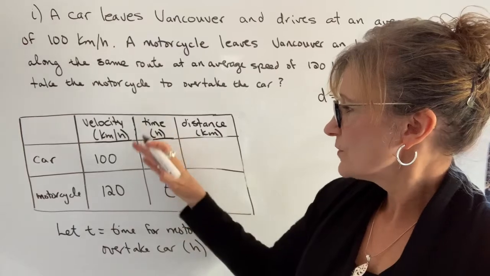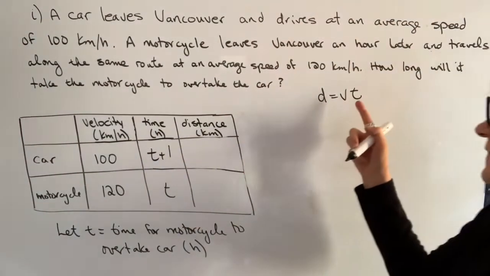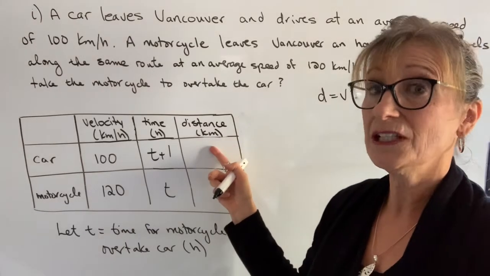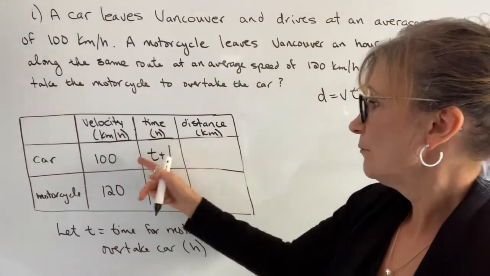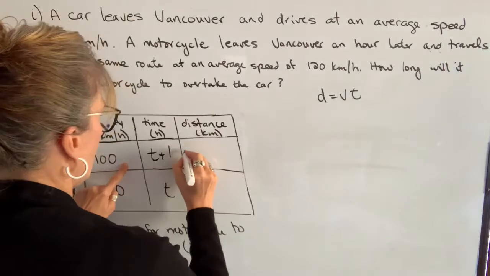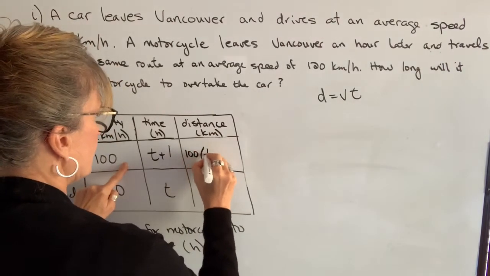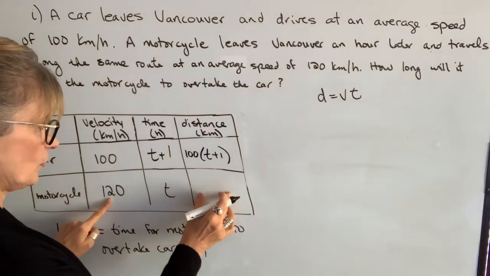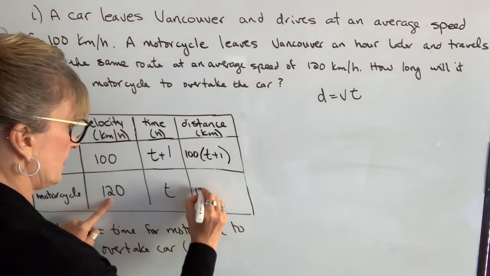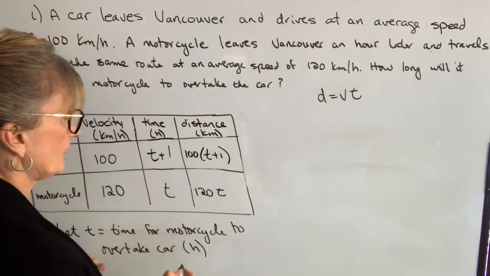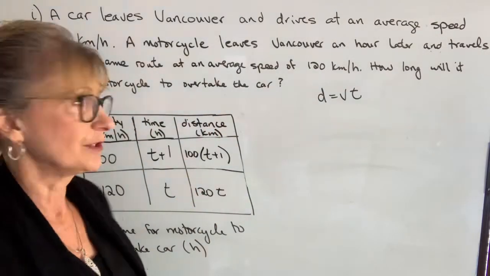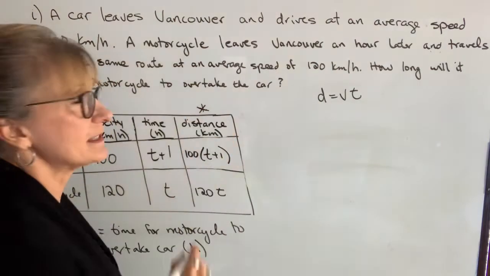Now that I have those 2 columns completed, I'm going to use this relationship to express distance. I don't know distance, and I don't even need to know distance in this example, but I do know that the distance the car traveled will be its velocity times its time. Similarly, the distance that the motorcycle travels will be its velocity times time. And that is what I'm going to make my equation about, is the distance.